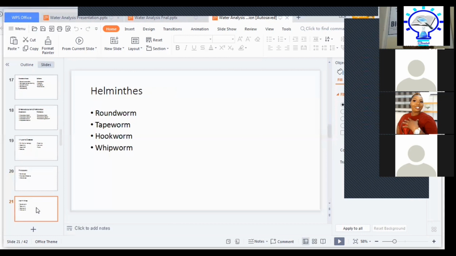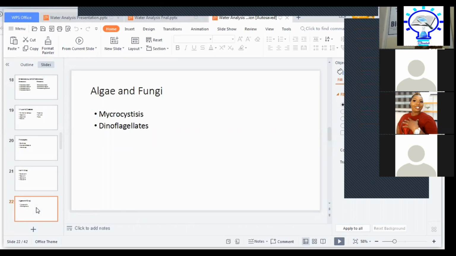Some water can even carry worms. I'm sure if you see that one, you throw the water away. How about the ones you don't see? Okay? So the eggs of worms and all of that can be found in the water we are drinking. All right? So all of this constitutes what we call biological parameters in water analysis. Okay? All right, let's continue. We can also have algae and fungi in our water. And so our design of water analysis must be able to capture all of these things.